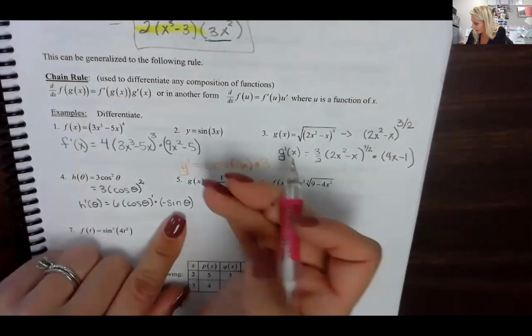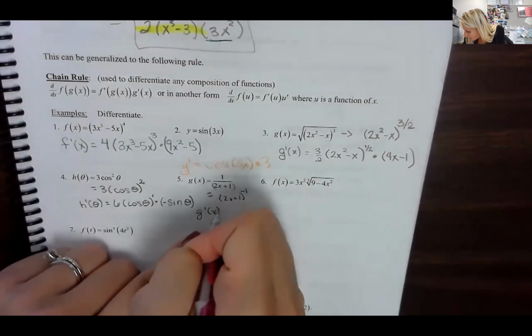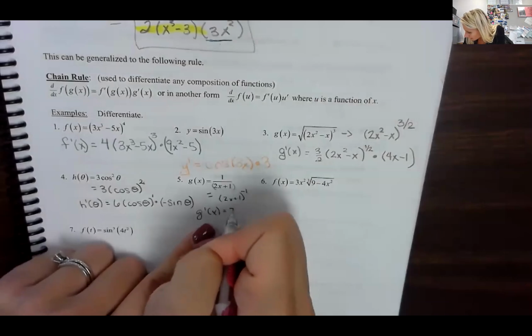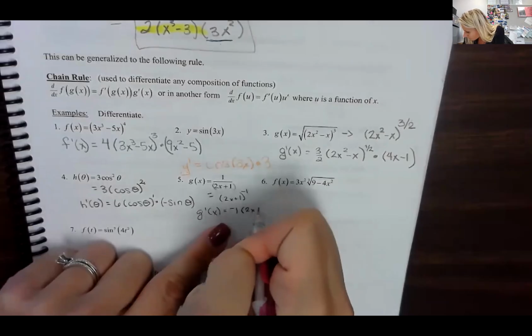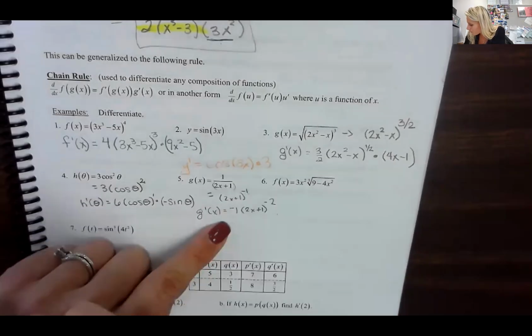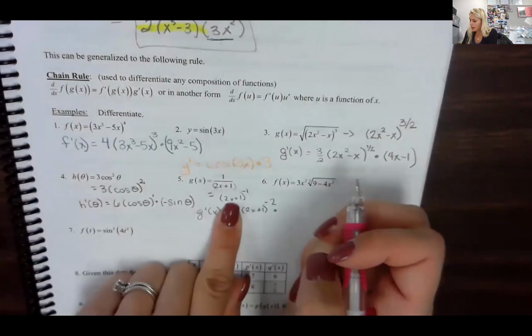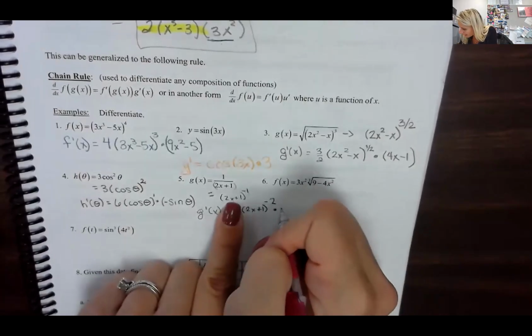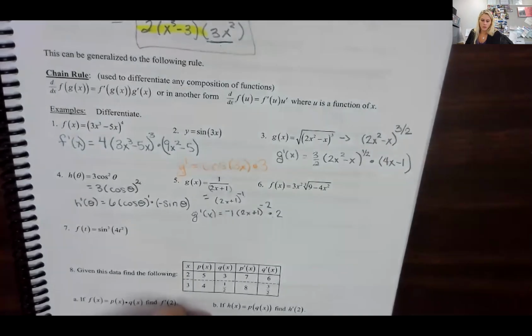So outside then inside. So G prime of x equals, bring down that -1, inside stays the same. You gotta subtract 1, so that gives me -2, times the derivative of the inside. If I look at 2x plus 1, the derivative of the inside is 2. Okay? Because this one's going to get complicated.